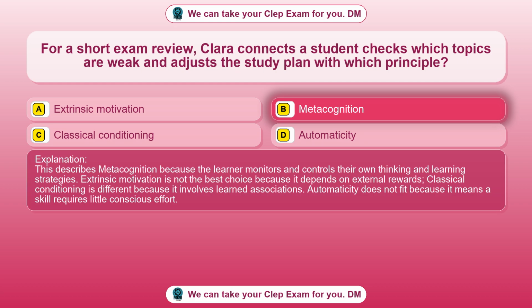This describes metacognition because the learner monitors and controls their own thinking and learning strategies. Extrinsic motivation is not the best choice because it depends on external rewards. Classical conditioning is different because it involves learned associations. Automaticity does not fit because it means a skill requires little conscious effort.